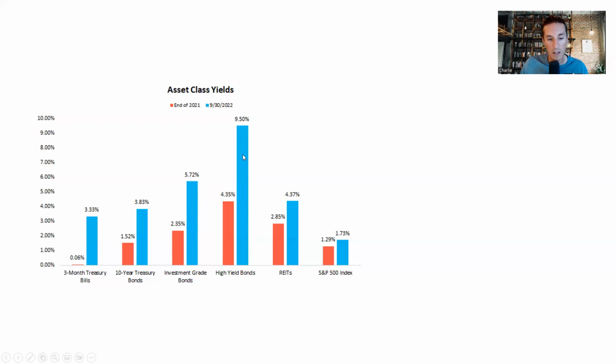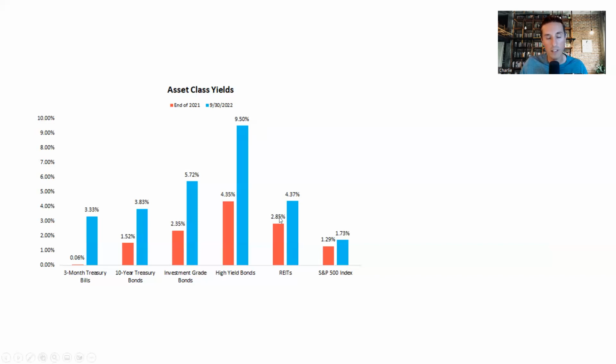High yield bonds, similar story here. We hit record lows, actually below 4% in 2021, and ended the year at 4.35%. We're now at 9.5% as of the end of September. So much better risk reward in high yield bonds. That could certainly go higher. If the equity market goes lower, you could see this rise well above 10%, but certainly a better situation if you're a high yield bond investor.